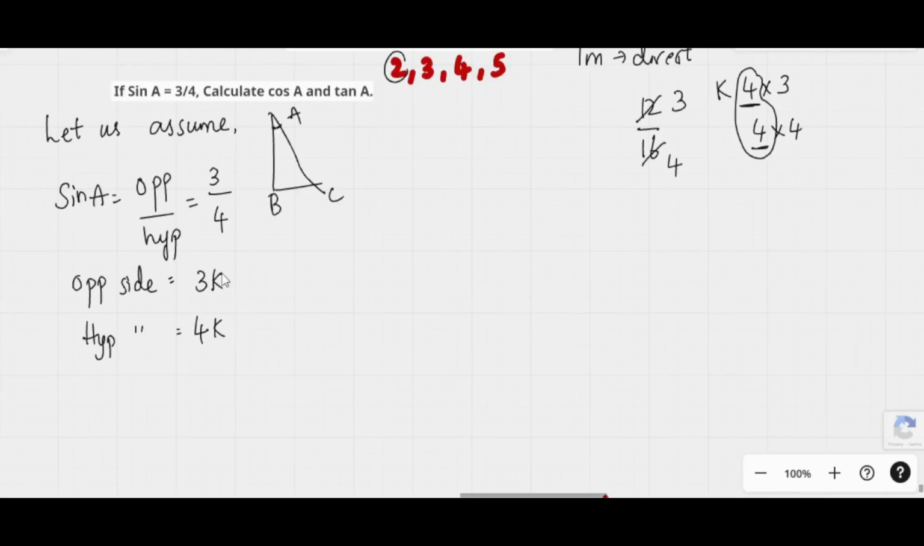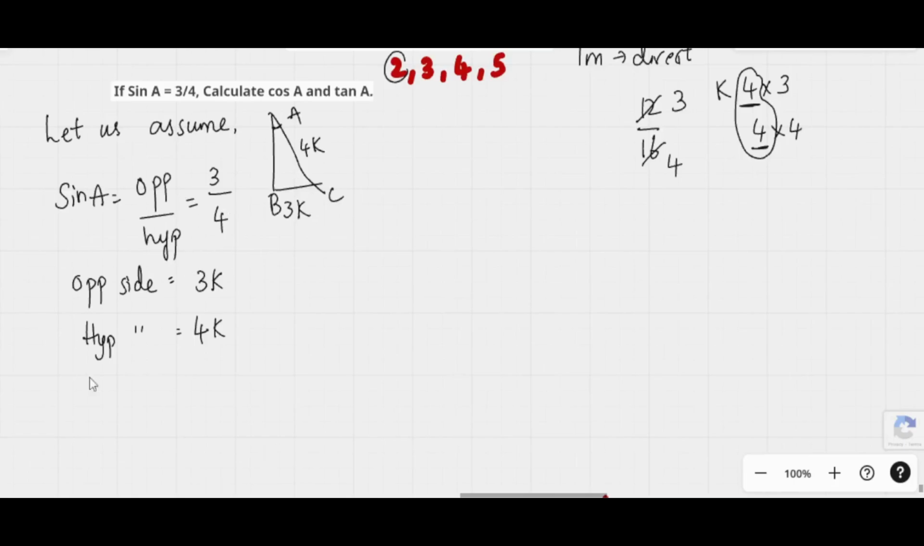But in your 1 mark questions, there's no need to do all this with k, because in the end the k will get cancelled. That's the reason I did it directly there, because for a 1 mark question there will be no time to do all this procedure. But if it is a 2 or 3 mark question, please attempt it step by step like how I'm doing here. So the opposite side is 3k and the hypotenuse is 4k.